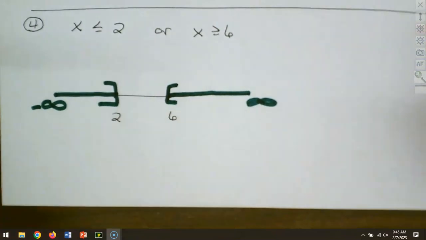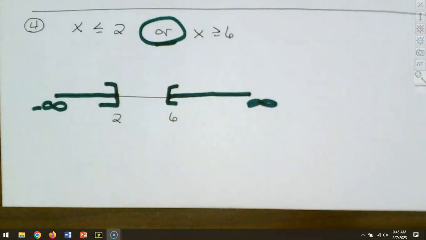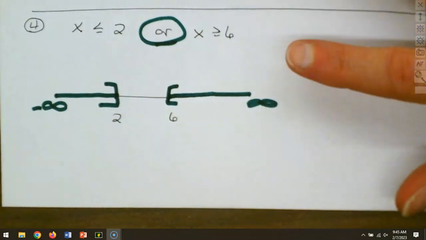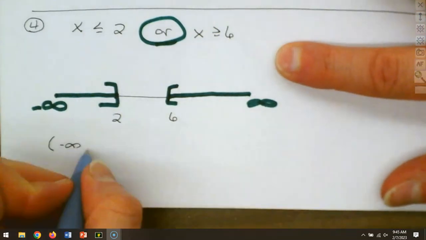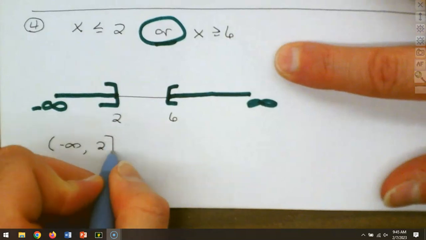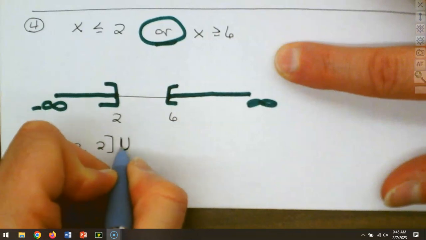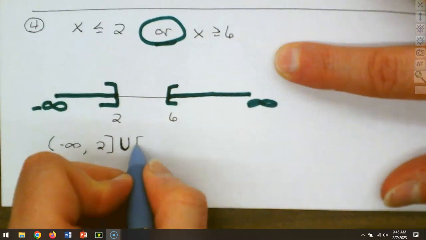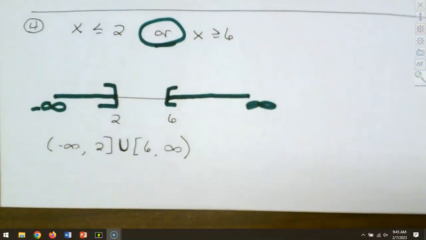Okay, now, if this was an AND, it would have no solution, because they do not overlap at all. But what is this one? This one's an OR, so we combine them together. So what does it look like when we combine these together? Well, it looks like negative infinity, we read it from left to right, comma 2 with square brackets. Now we represent putting them together with a U for union, and the other piece is 6, positive infinity.